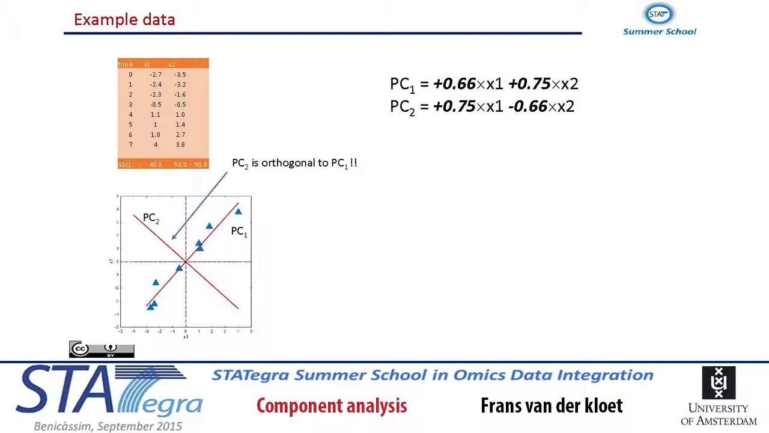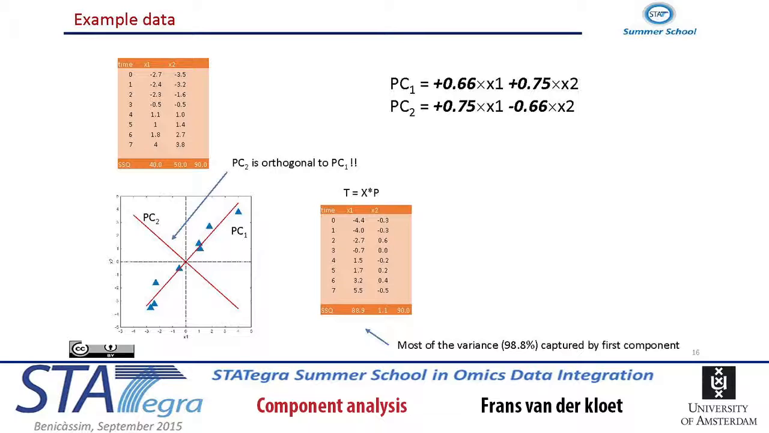And these are my coefficients here. And then PC2 I've plotted, which is orthogonal actually to PC1 in this case. So my scores are my original data times my loadings. If I do that, this is my scores values, and then what I see is sums of squares of 88.9 and 1.1, and in total it's still the 90.